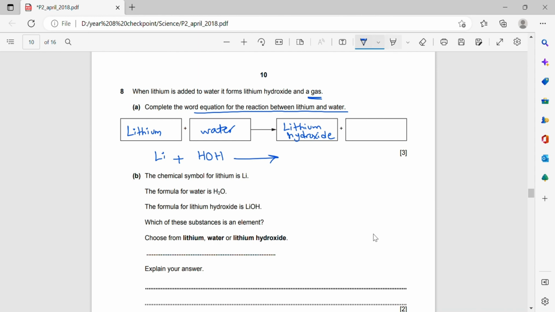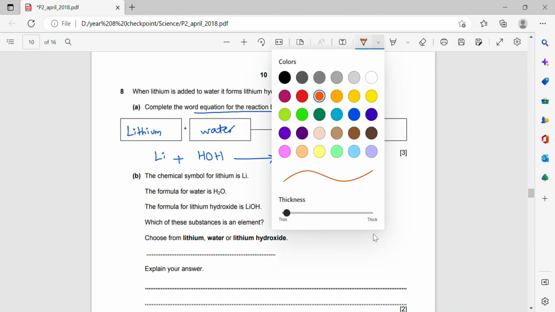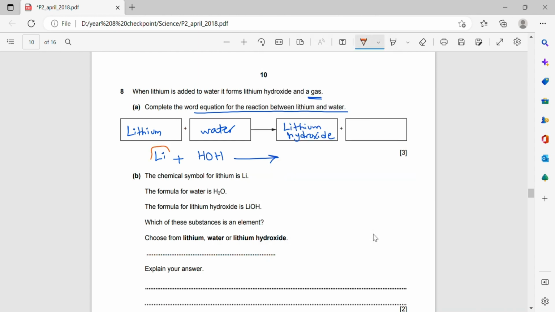The lithium here takes the OH to form lithium hydroxide, giving off the hydrogen gas. So the gas is hydrogen. And here it's not balanced, so 2 here and 2 here.